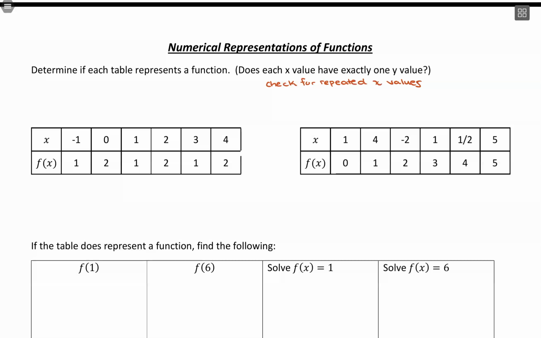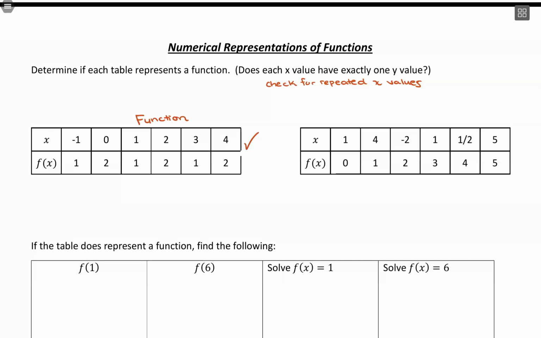So, for example, with this first one, if we just look at the x values, they're all unique. There are no repeats, so this is a function. Because for every input, there's exactly one output. So we have these outputs. It doesn't matter that there are repeats in the outputs, that's fine. You can see the y values over and over again. What we can't have is the same x values.